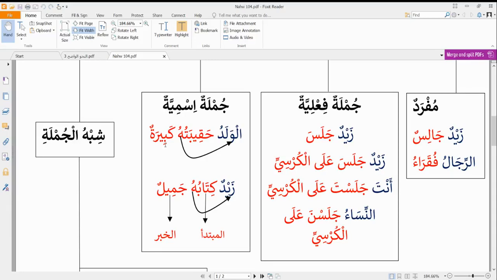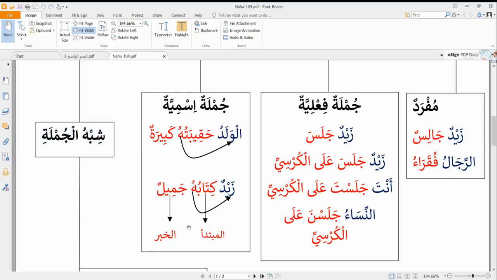So what is our mubtada here? Our mubtada, like we said, we've colored our mubtada in blue. Al-waladu is the mubtada of this sentence, and haqibatuhu kabiro, that entire sentence, you can see that haqibatuhu kabiro is a sentence on its own. His bag is big, Jumlatun ismiya. So it's a Jumlatun ismiya because it starts with an ismu. So it's also a sentence on its own. However, this entire sentence is the khabar to al-waladu. I hope you are getting that. So the mubtada is al-waladu, and the khabar is this whole sentence, haqibatuhu kabiro.